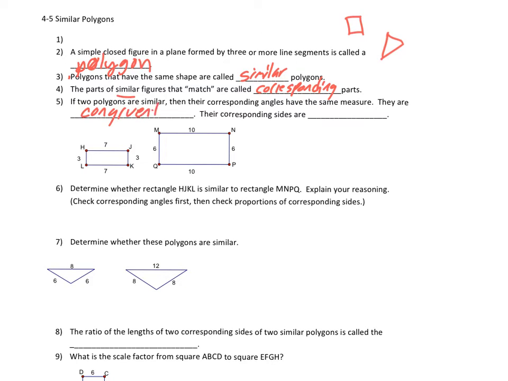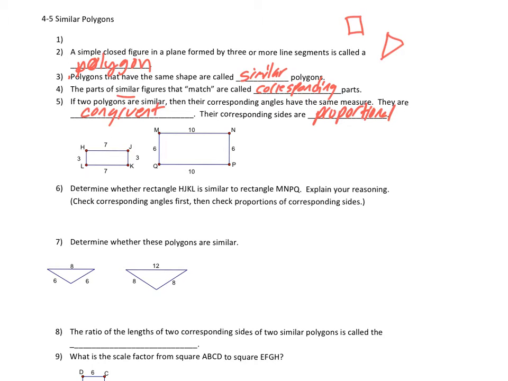congruent. And we say that their corresponding sides are proportional. Also got that from the last video. Okay, so let's go ahead and determine whether these 2 rectangles here are similar rectangles.